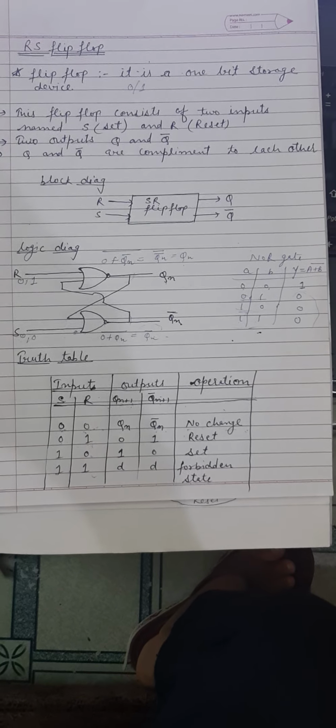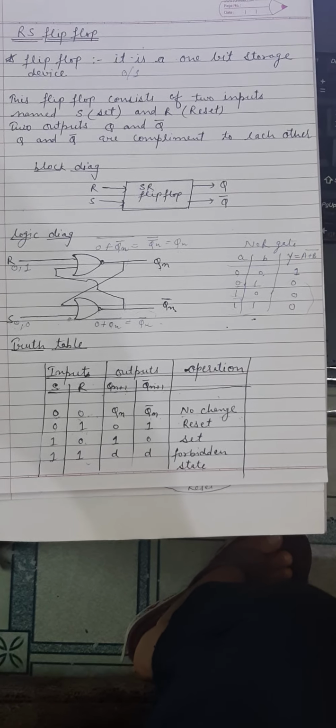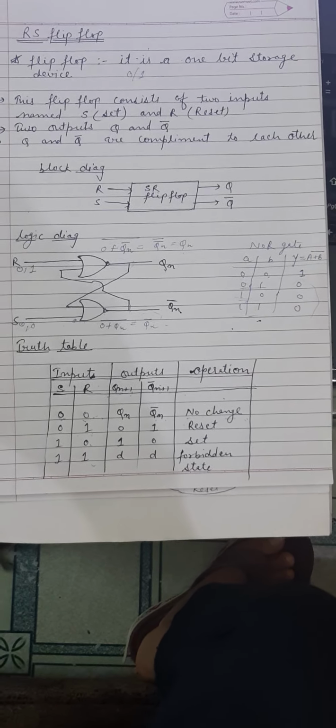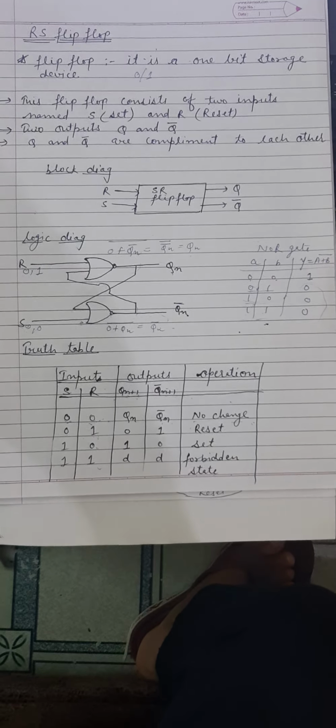Okay, and a flip-flop consists of two inputs and two outputs. As its name is RS flip-flop, the inputs are named S and R. S stands for set and R stands for reset, and the two outputs are Q and Q complement. Q and Q complement are complements of each other. That means if the value of Q is 0, then the value of Q complement should be 1, and if the value of Q is 1, then the value of Q complement should be 0.